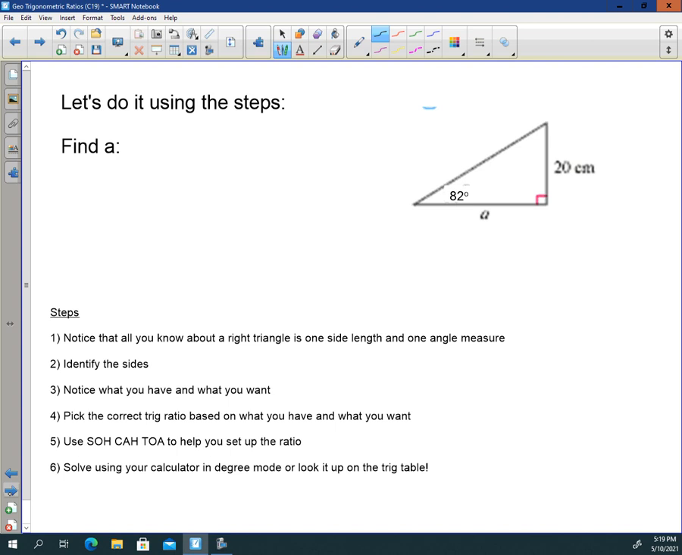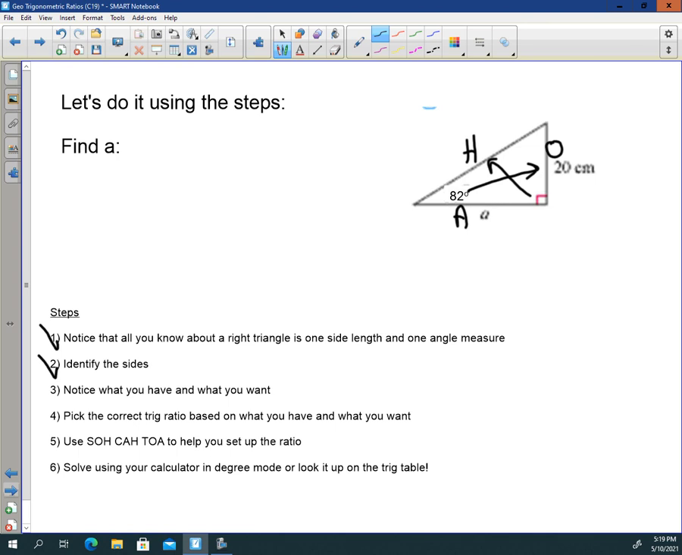Well, I know one angle measure is 82, and I know one side length is 20, and that's all I know, so I'm going to use trig. The next thing to do is to identify the sides. So 82 is our theta, which means directly across from theta is the 20 centimeters. That is our opposite side. The hypotenuse is exactly the same as it's always been, and labeled A is our adjacent side. So we have identified the sides.